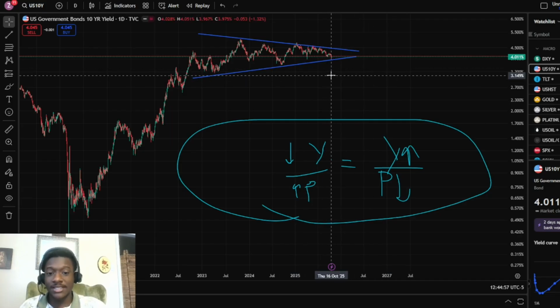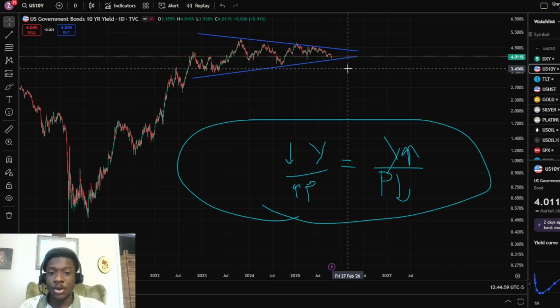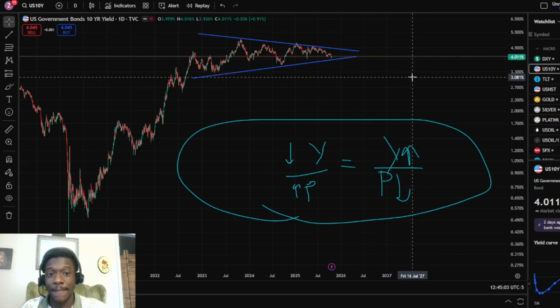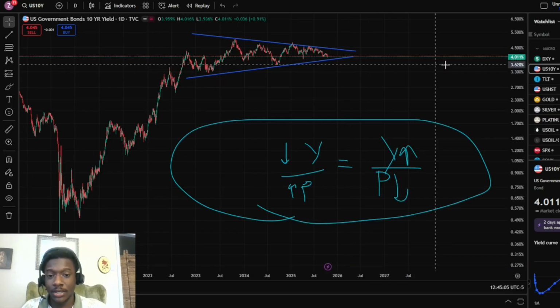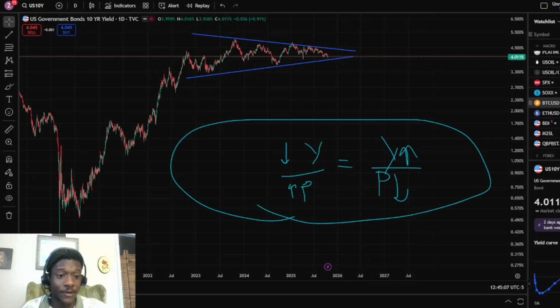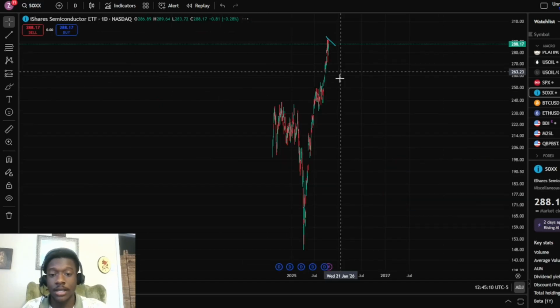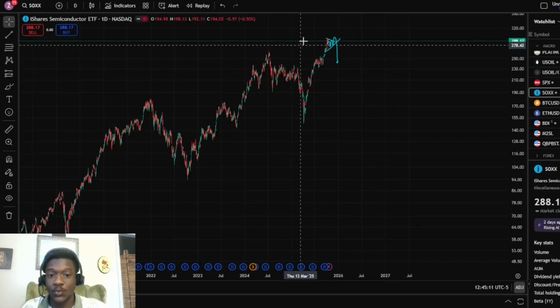What do you think is going to happen with all of these super not very profitable technology companies? Okay, they're going to go down. They're going to get revalued. They're going to get repriced, and SOX is just waiting for that to happen.